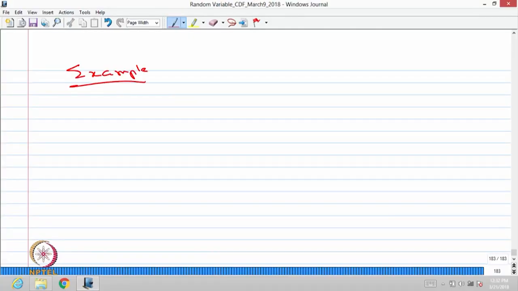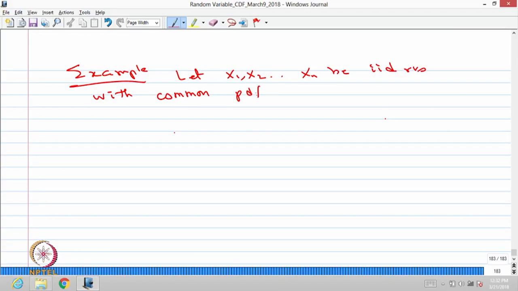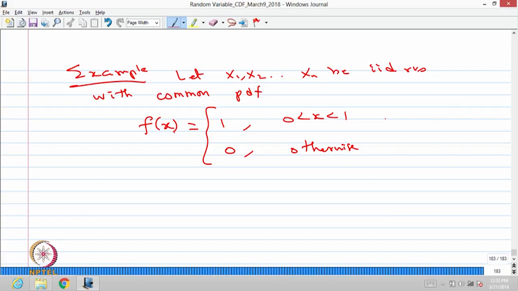As an example, let x1, x2, ..., xn be IID random variables with common probability density function. That means all the random variables are of the continuous type. The common probability density function is 1 when x lies between 0 and 1, otherwise it is 0. All are IID as well as continuous type random variables with the common probability density function f of x as this.